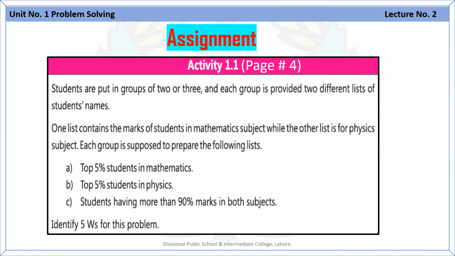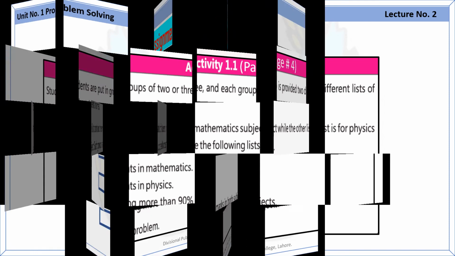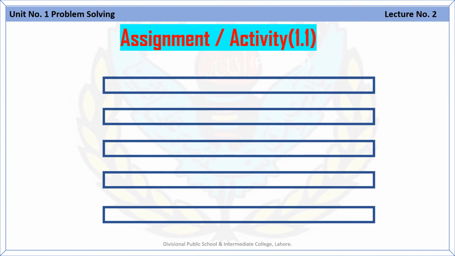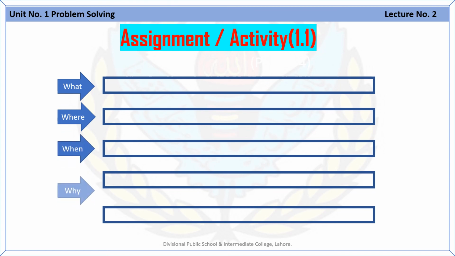Students, this time I have an assignment for you. Activity 1.1 on page number 4 of your textbook. Read it carefully, and find out the answers of what, where, when, why, and who for this assignment.